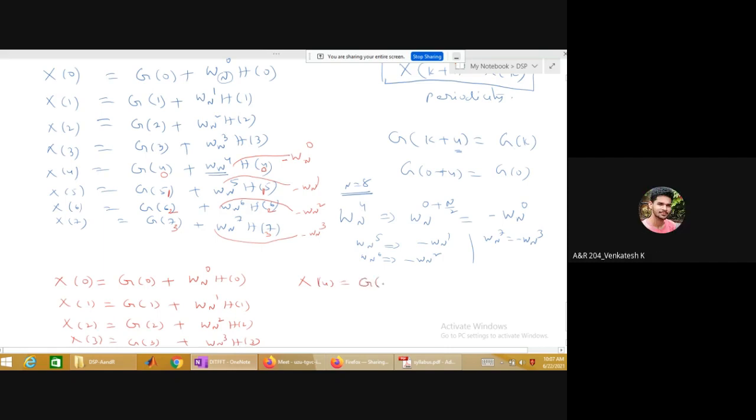G of 0 plus minus W_N to the power of 0 h of 0. X of 5: g of 1 minus W_N to the power of 1 h of 1. g of 2 minus W_N to the power of 2 h of 2. g of 3 minus W_N to the power of 3 h of 3. Correct?